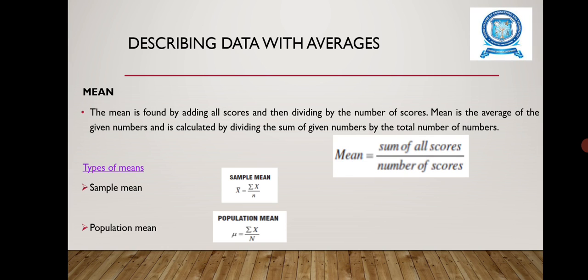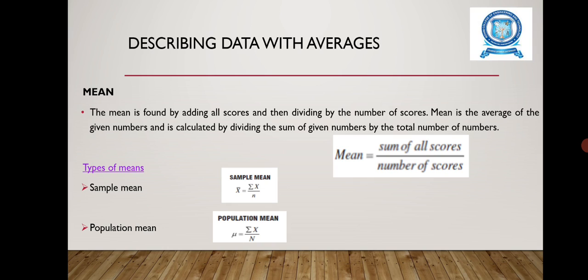Now let us see what is mean. Mean is found by adding all the scores and then dividing by the number of scores. So mean is the average of the numbers and is calculated by dividing the sum of the given numbers by the total number of numbers. So mean is equal to sum of all scores by number of scores.